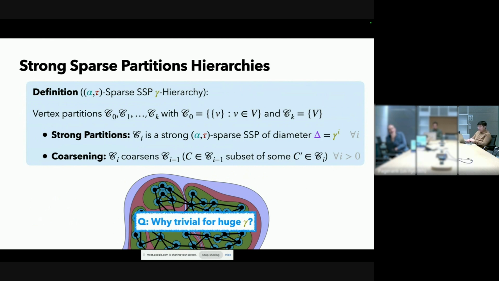Okay, so here's a question. Again, I got many questions for you all, and I don't think this was in the talk that you were at, Raj. I claim that if gamma is huge, like larger than the maximum distance between any two vertices, then computing one of these hierarchies is trivial. And in particular, you should think of gamma as something that we want to be small for this reason. Then you need just one, right?